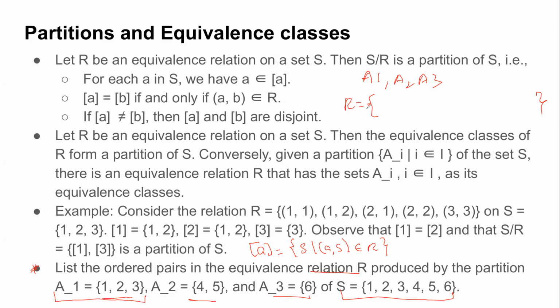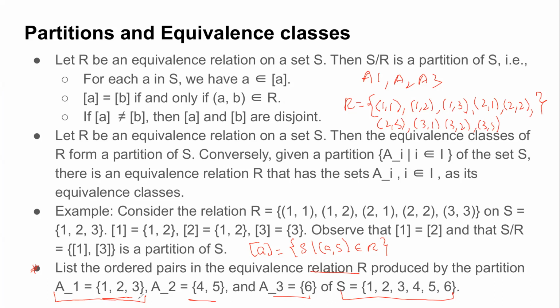If I have A1, so I know I have (1,1), I have (1,2), I have (1,3), right? And I have (2,1), (2,2), basically all possible combinations of 1, 2, and 3. And (2,3), I have (3,1), (3,2), (3,3). Okay, so this is it, right? These are the ordered pairs I will get from A1. Is there anything else?